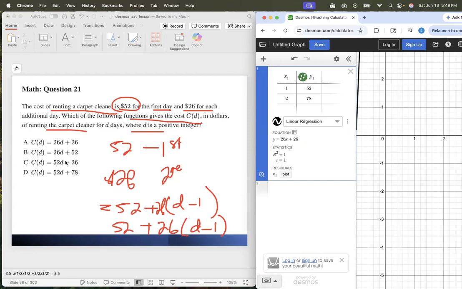I know a lot of people will get trapped and they will pick D, C, and B is the wrong answer if you don't set it up well. If you do 1 minus D, and they know how to trap you. And so this is the easy way to do it. First, know the initial, which is 52. Then the next day is D, the number of days minus 1 additional day, and then multiply by 26. And that's all.